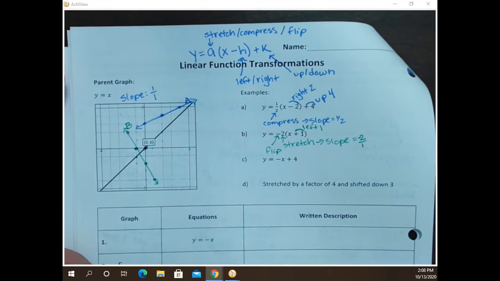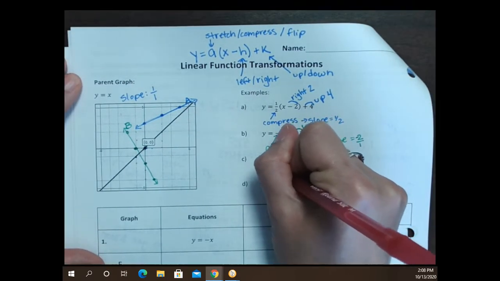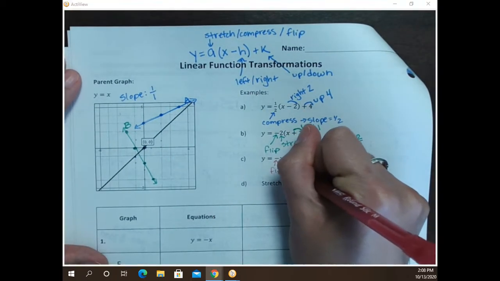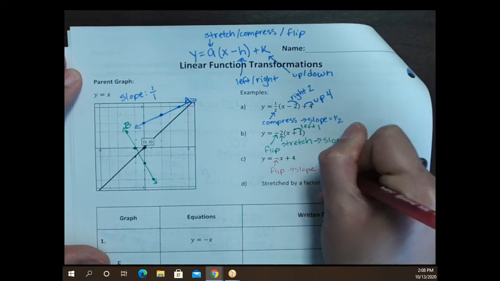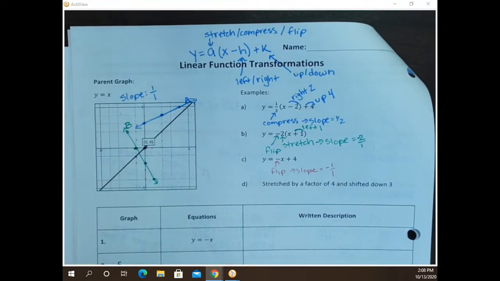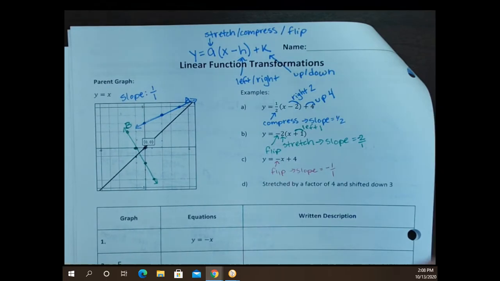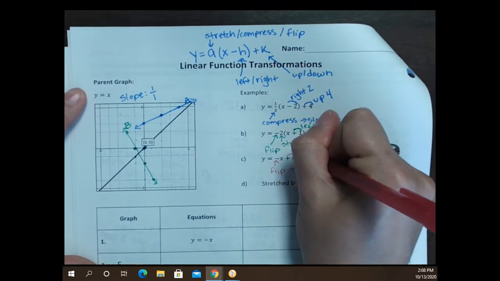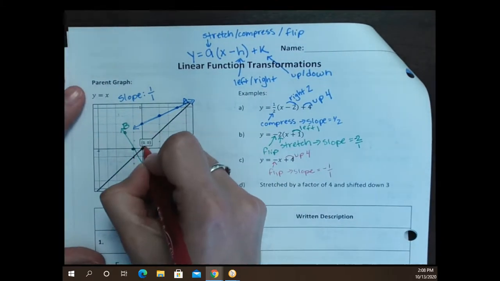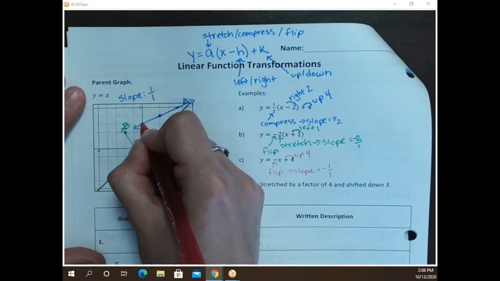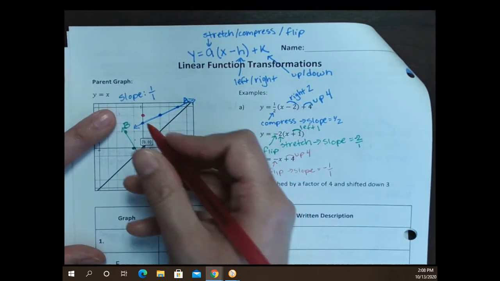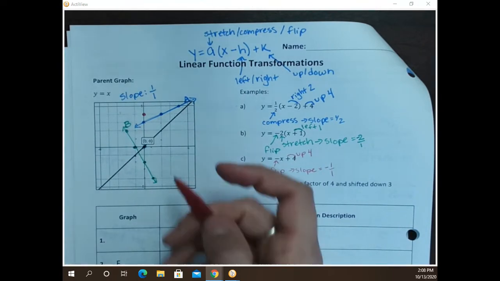If we take a look at C, that negative in front means we're going to flip this, or it means our slope will be negative 1 over 1. We're not stretching or compressing at all, but we are flipping. And then this plus 4 at the end means we're going to go up 4. We're going to move that key point up 4 spots. So instead of 0, 0, I'm going to go up 1, 2, 3, 4 for my key point. And then to flip this, I'm going to keep the same slope, but it'll be negative this time.